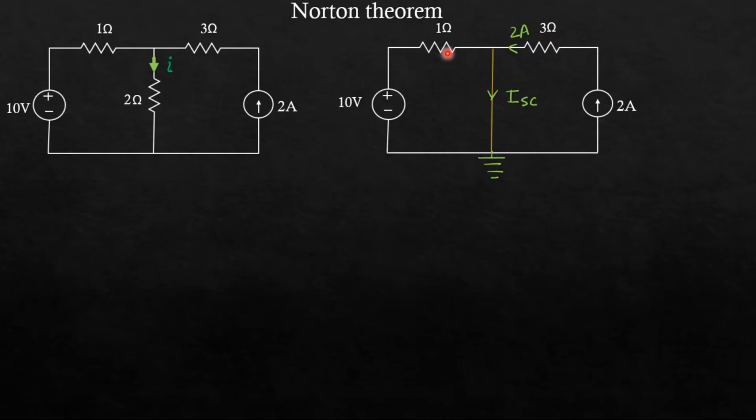Now 10 volt here and 0 volt here. So (10 minus 0) upon 1 will be the current. Okay, that is (10 minus 0) upon 1 is equal to 10 ampere. So the current in this branch is 10 ampere.